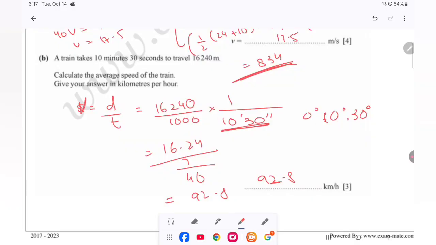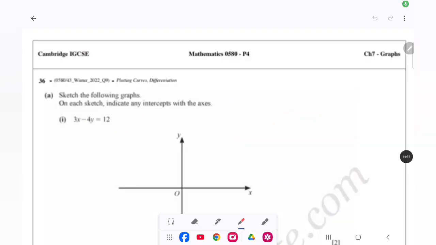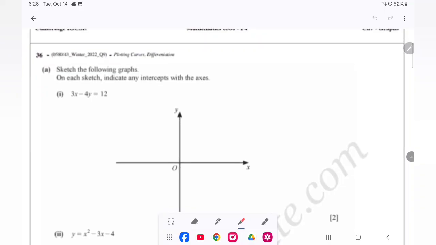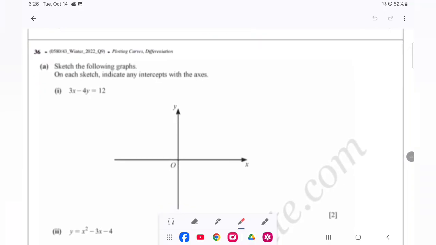So velocity is equal to distance over time. So this is our answer in kilometer per hour. Now in question 36, sketch the following graph. On each sketch indicate any intercept with the axis.